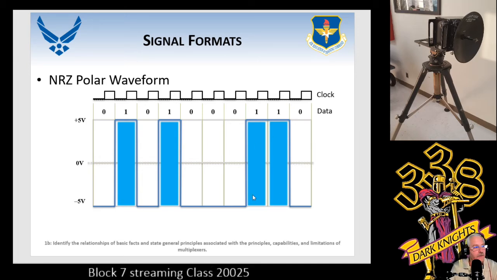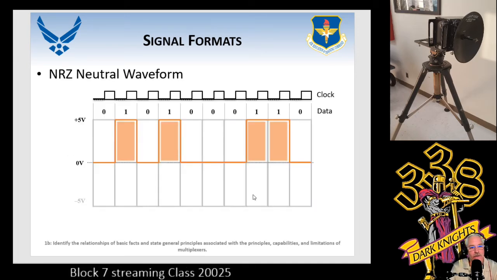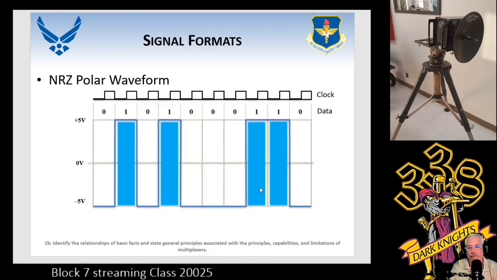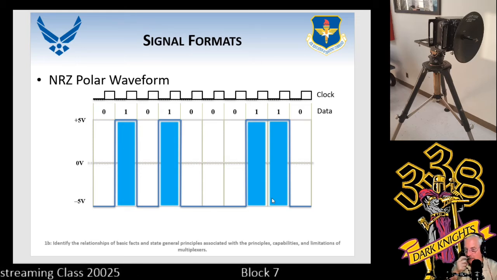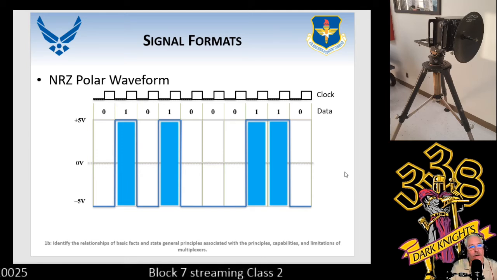So all that happens, if you take a look at this signal, is we just made it bigger when we're doing the polar. That's the only difference. We have a 5 volt difference versus a 10 volt difference. Longer cable lengths are what we can use. Still need to send a clock cycle to the distant end. So non-return to zero, whether it's neutral or polar, you have to send a clock cycle. In other words, it is not self-clocking.